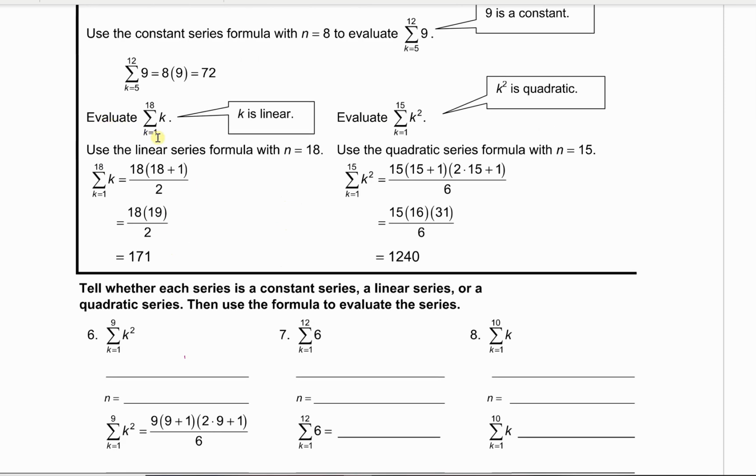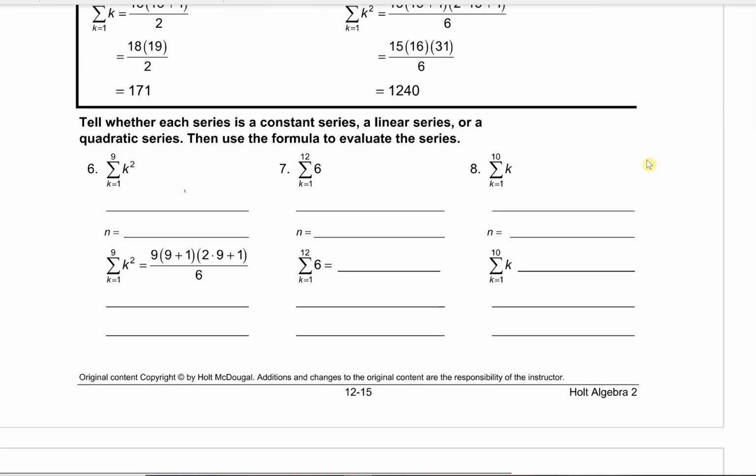Here we have the sum from 1 to 18 of k. So k is this linear formula. So we're just going to do n times n plus 1 over 2. So 18 times 18 plus 1 divided by 2. That'd be 171. And then we have the sum from 1 to 15 of k squared. We'll do 15 times 15 plus 1 times 2 times 15 plus 1 divided by 6. Do the math, you get 1240. So let's see. All right, so the very first one is another quadratic.